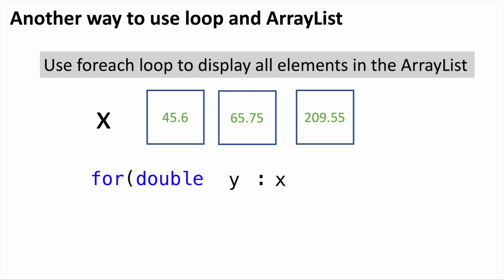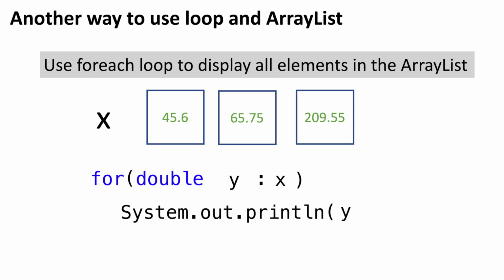Y is the element and x is the whole array list. So this is a little bit different, yeah? For double y and x, here is what you do. You display just y. Notice we don't need get, we don't need anything, because we're dealing with the element one by one. Y is the actual value in that location, first location, and then y later will be the actual value in the second location. So this way it goes through the list one by one.